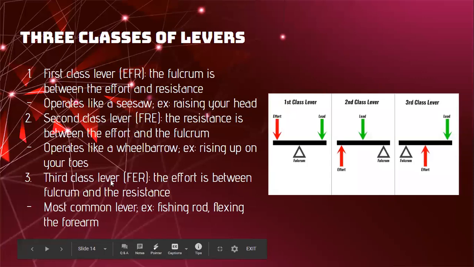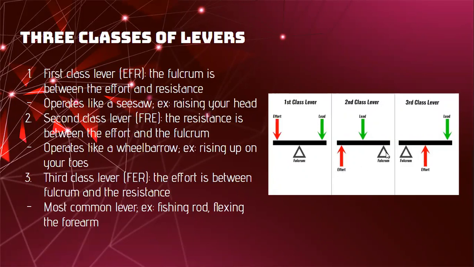And then we have the third class lever, where the effort is between the fulcrum and the resistance. We have the fulcrum on the left this time, the effort in the middle, and the resistance on the right. There are abbreviations, which I put here in parentheses: effort, fulcrum, resistance. So FER, first class lever, means the effort is on the left, as seen here, the fulcrum is in the middle, and your resistance is on the right. And then second class lever is FRE: fulcrum, resistance, effort.